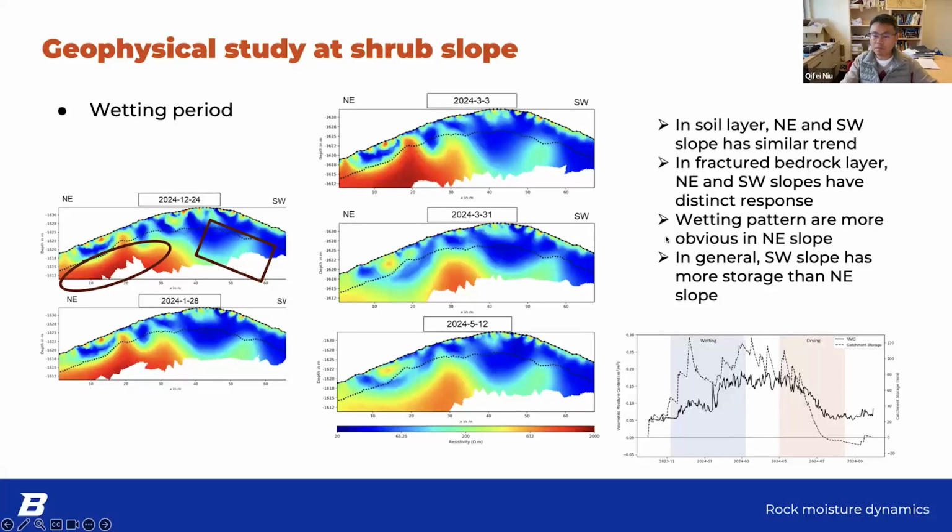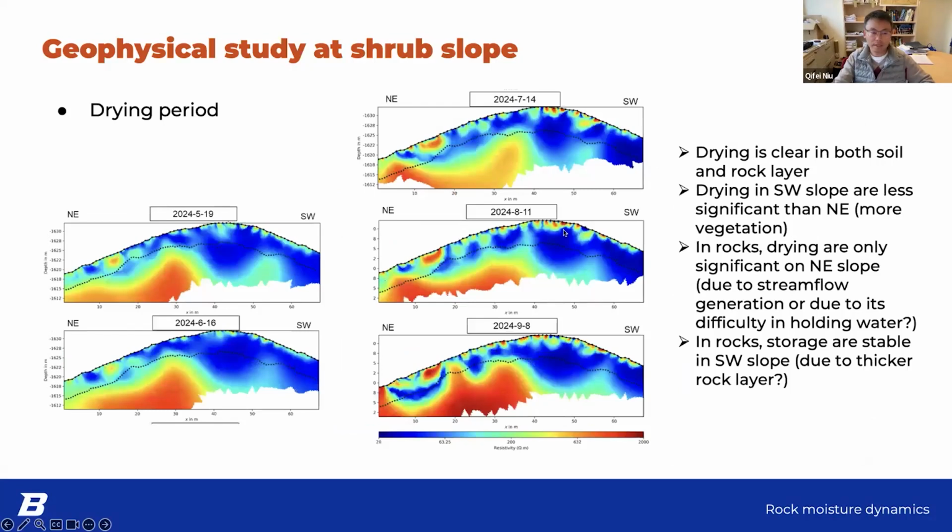This is the wetting period, and for the drying period, what you can see is similar. For the drying period, still within the northeast facing slope, you can see here is high, it is relatively low, stable, and over time you can see it's high.